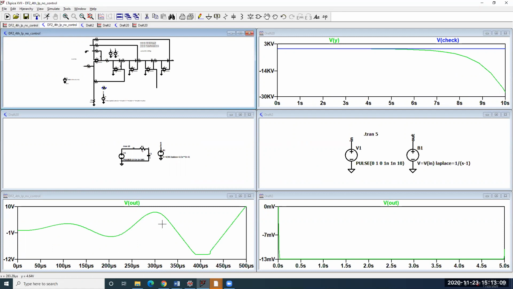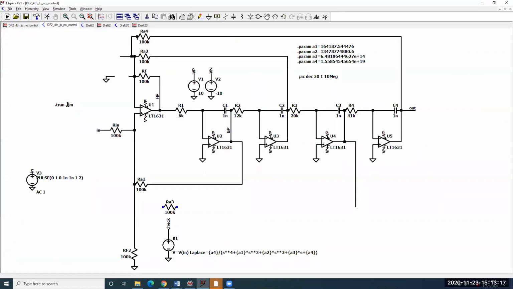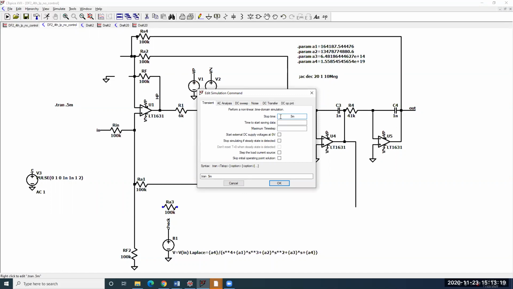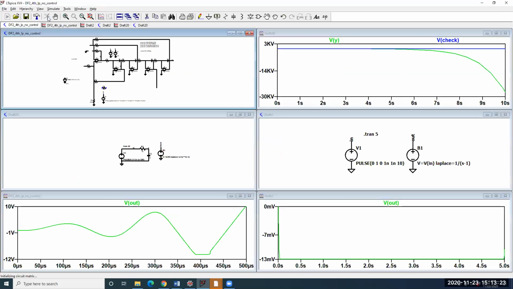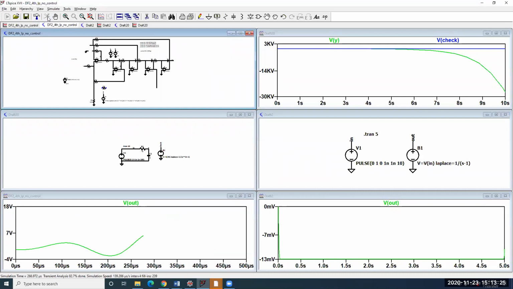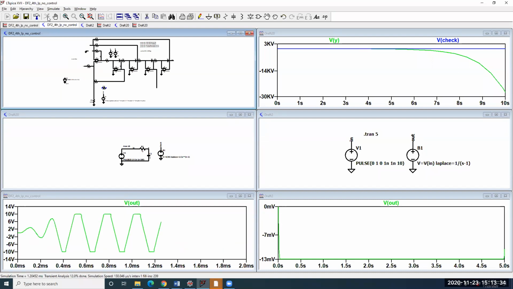And it's oscillating, and with gain, it's starting to hit the rails. We could simulate it for a little bit longer to see what happens. And so we have an oscillation. Okay.